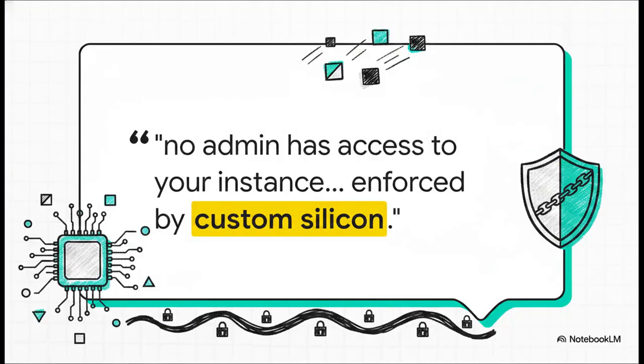Okay, so if the Nitro cards isolate data by offloading the work, our next component is the ultimate enforcement mechanism. AWS constantly claims that no admin has access to your instance. Now you might be wondering, is that just an empty corporate promise? Nope. This isn't just some policy written in an employee handbook. It is mathematically and physically enforced by custom silicon. And as we all know, in the world of cloud security, mathematical guarantees will always beat policy promises. Let's see exactly how they pull this off.